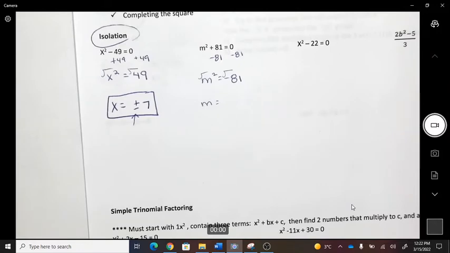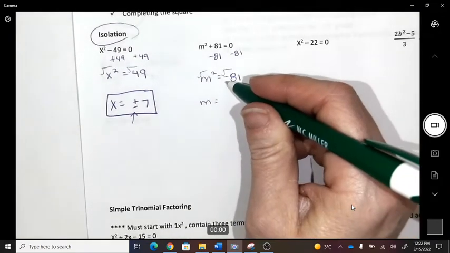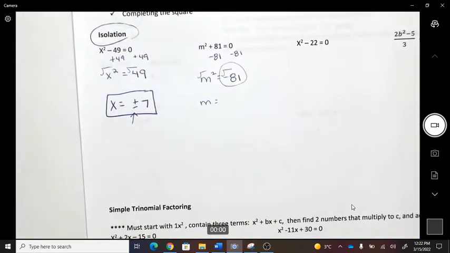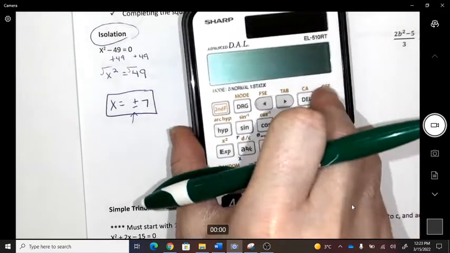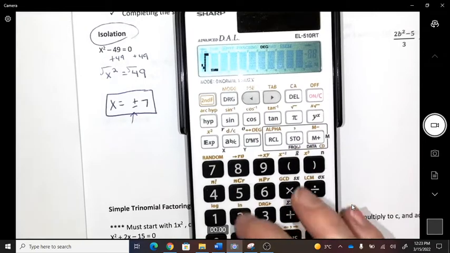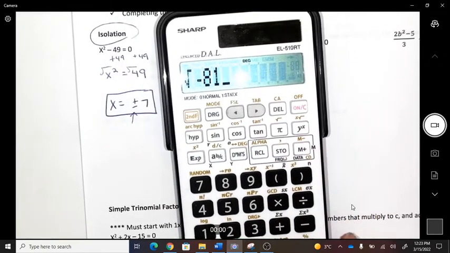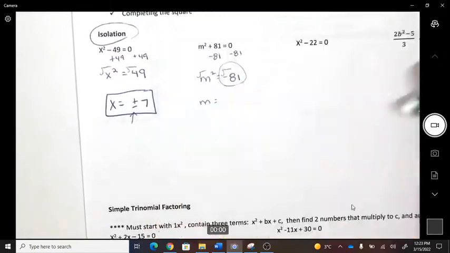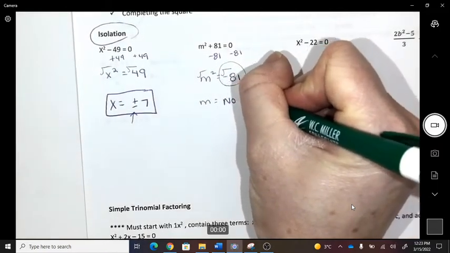Does 9 square to get me negative 81? No. What about negative 9? Does that work? Negative 9 times negative 9? No. So what's happening with this idea? What happens when you square root a negative number? For instance, if I even tried it on my calculator, what do you think it would do? It will say error. Okay, so here, there's going to be no solution.